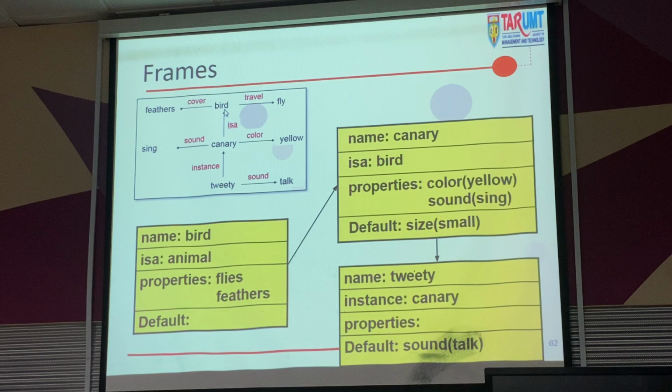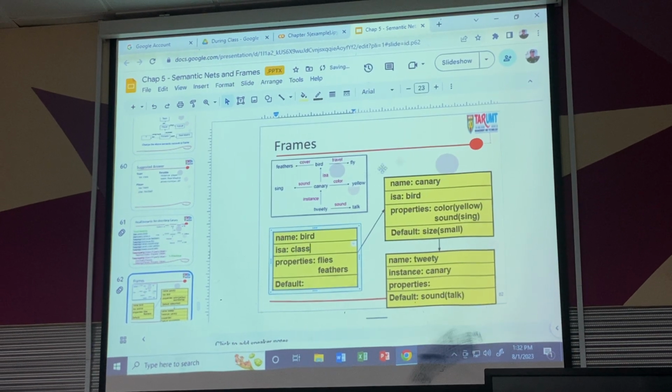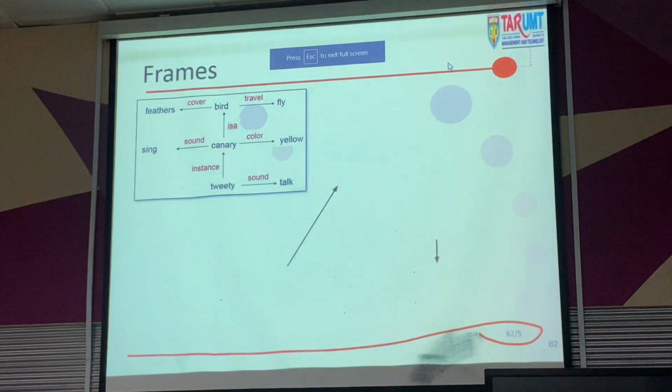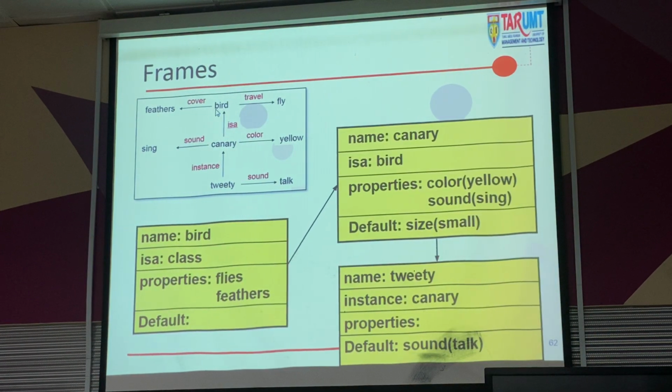So bird, bird is an animal, right? So it's actually a superclass. If you don't have the animal here, you can actually remove it and change it to class. It's a superclass based on this semantic network. Okay, and then the bird can fly and has feathers.